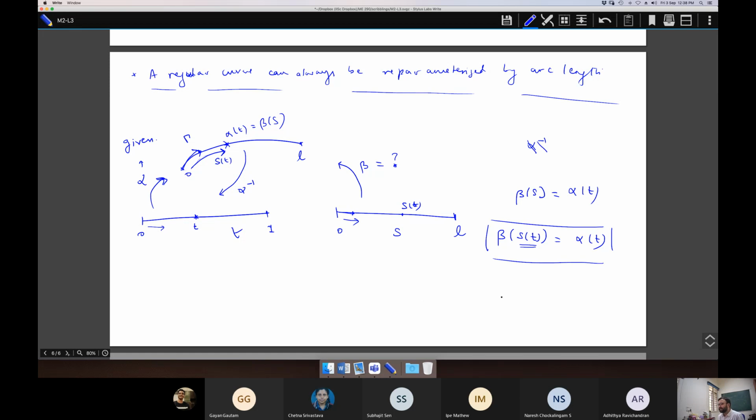Another way of writing this is if you start from the s-axis, that means if I go to the point beta of s, how can I write this? What will be the corresponding point here? If I start at a point S, what will be the corresponding point here? Capital T of S. Agreed? Yes, sir.